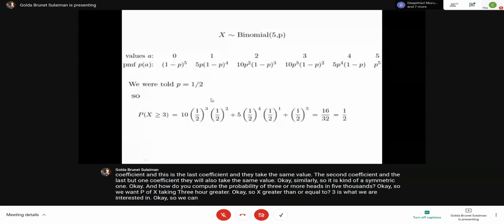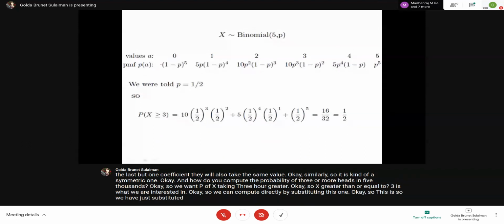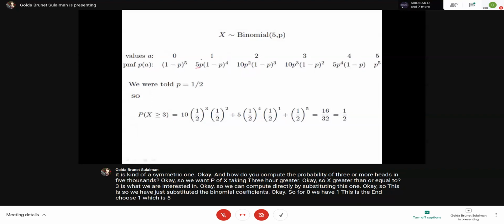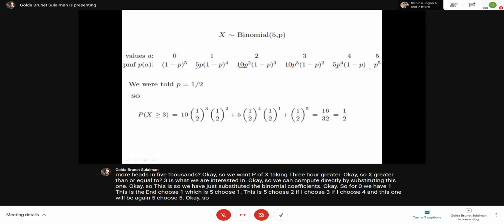So we can compute directly by substituting this one. We have just substituted the binomial coefficients. For 0 we have 1. This is n choose 1, which is 5 choose 1. This is 5 choose 2, 5 choose 3, 5 choose 4, and this one will be again 5 choose 5. So we have to just add these 3 probabilities to get the result.